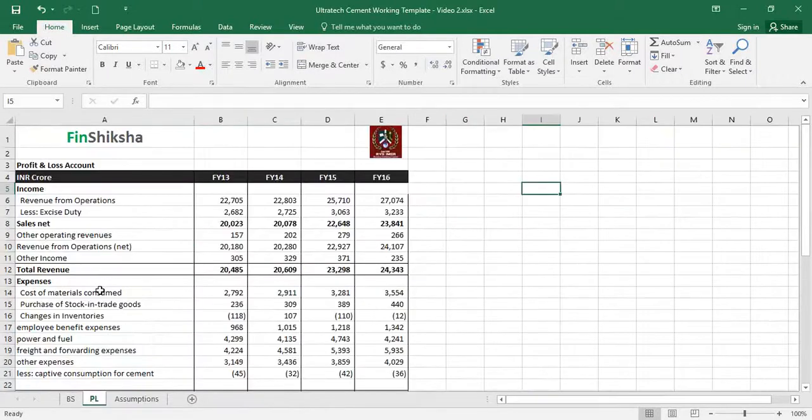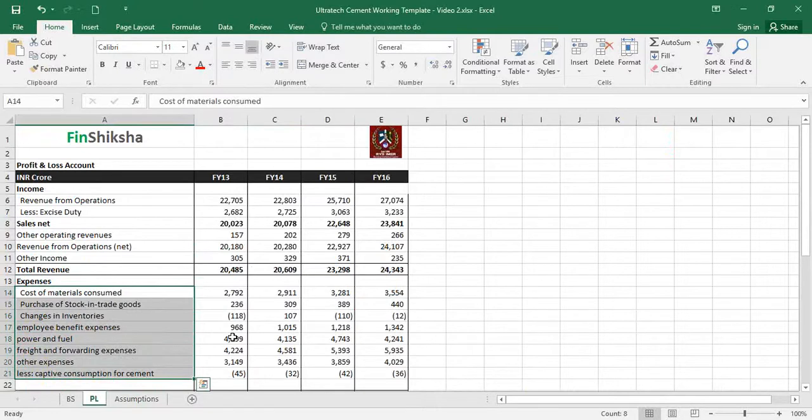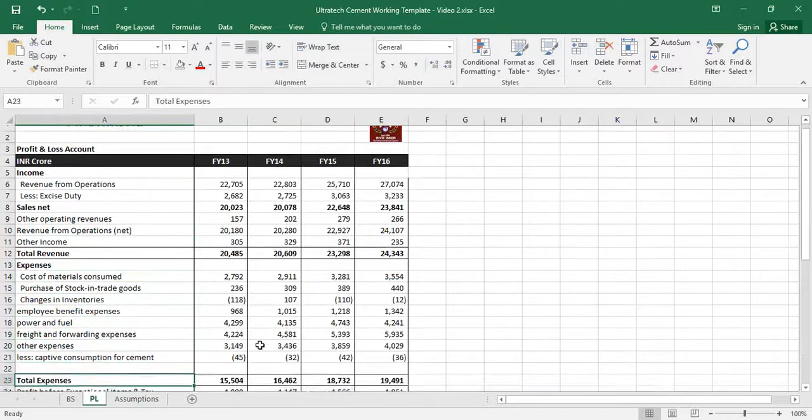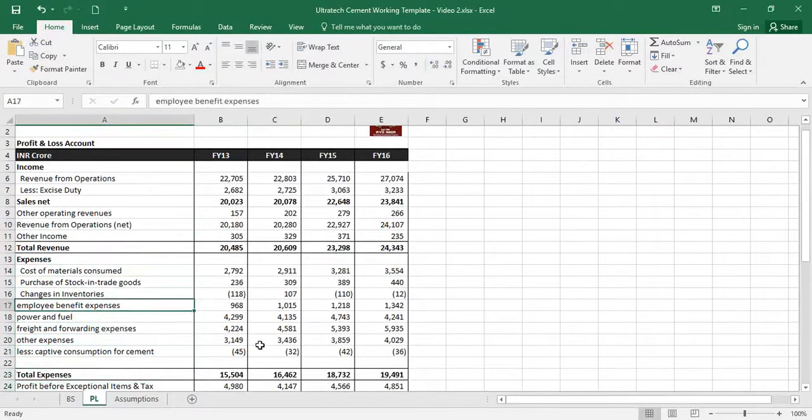Now, we already know what the major costs are. We can see them from the P&L statement, and those are the headers that are given. Cost of materials, purchase of stock in trade, changes in inventory. The first three put together would be the broad raw material cost for the company, the sum of these three. Then we have salaries, which is not a very big part. We have power and fuel, we have freight and forwarding expenses and other expenses. And then there's some captive consumption for cement, right?